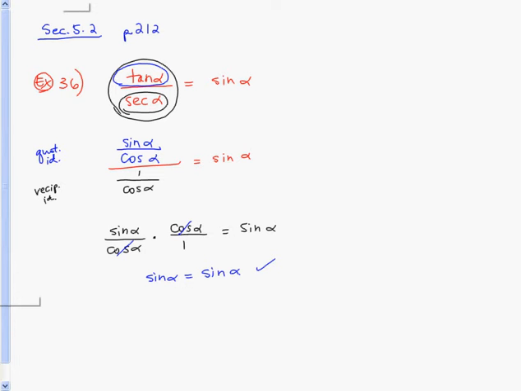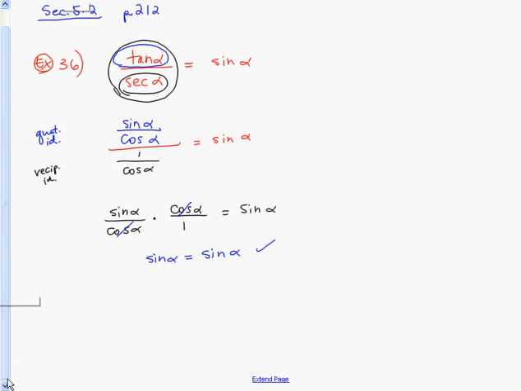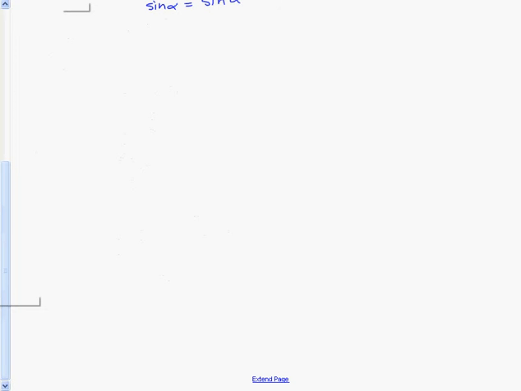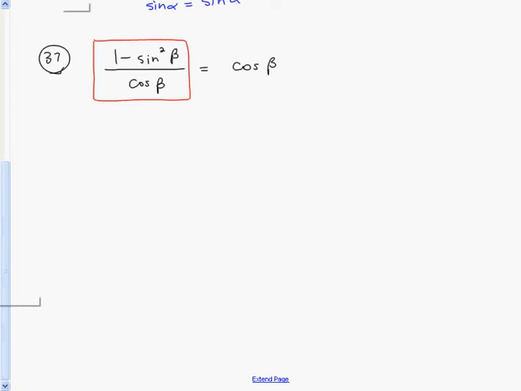That was number 36. Let's look at the next one. We'll go ahead and do it on this page. Number 37. It gives you 1 minus sine squared of beta divided by cosine of beta, all equal to cosine of beta. Again, the more complicated side would be the left-hand side. That's where I'm going to start and work on changing things, and then we're going to move from there.